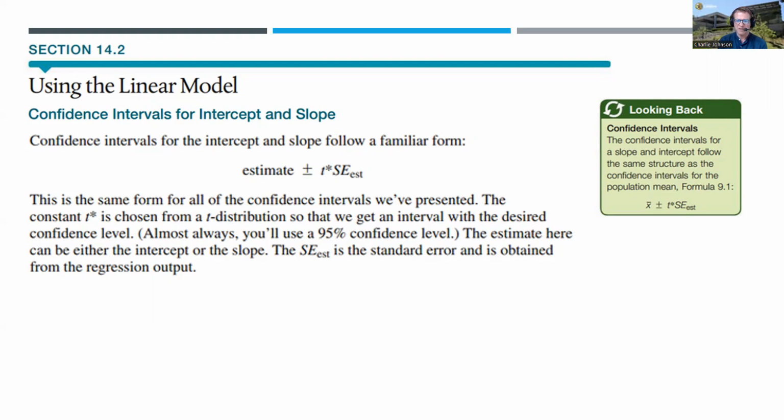The constant t star is chosen from a t distribution so that we get an interval with the desired confidence level. Almost always, you'll use a 95% confidence level. The estimate here can be either the intercept or the slope. The standard error estimate is obtained from the regression output from a statistical calculator.